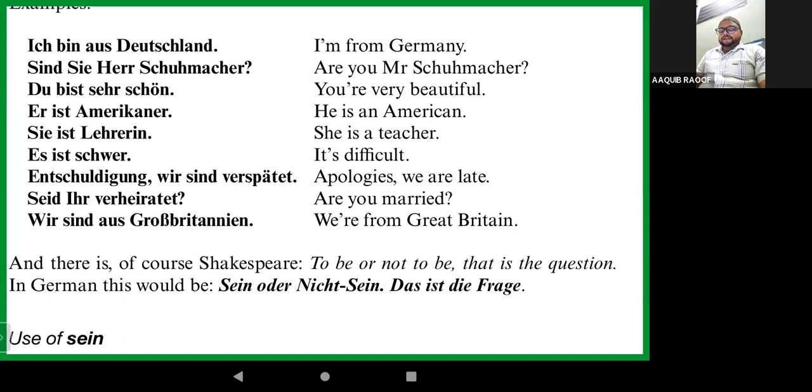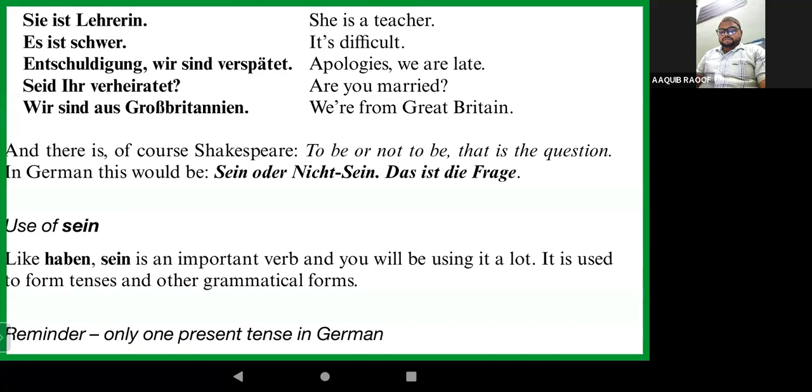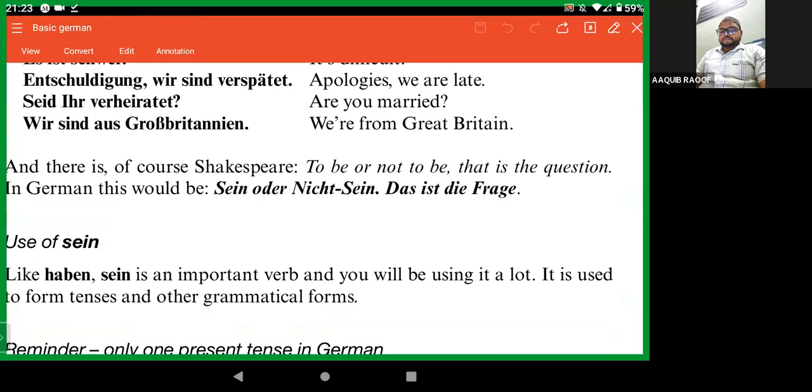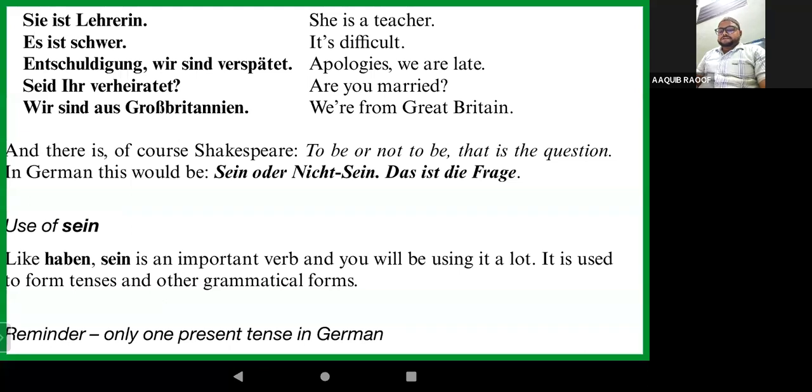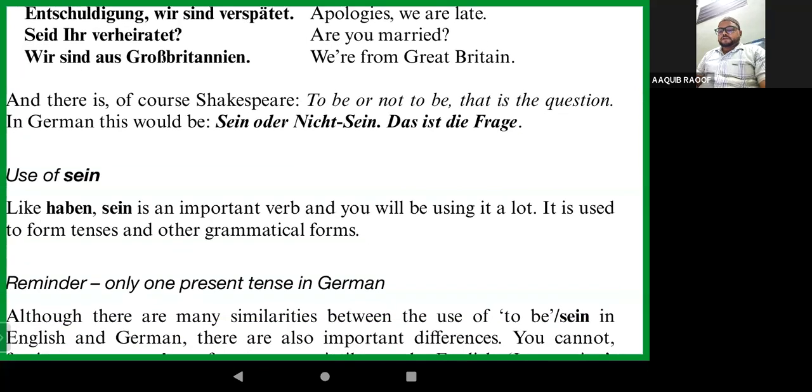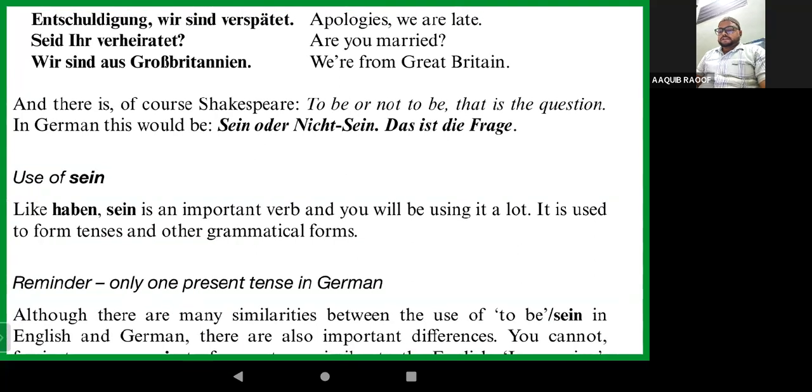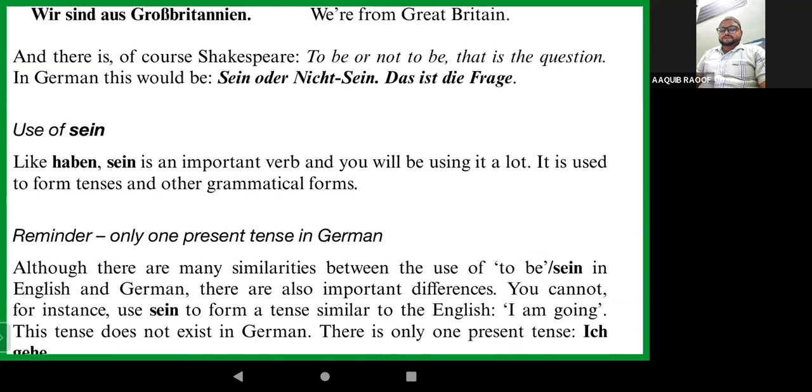We are from Great Britain. Wir sind aus Großbritannien. And there is, of course, Shakespeare, to be or not to be. That is the question. In German, this would be sein oder nicht sein. To be, sein, or not to be, nicht sein. Das ist die Frage. Frage is question. That is the question.